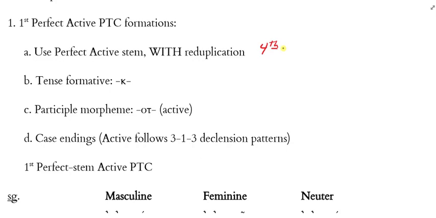The tense formative will be kappa. So here, this is going to be slightly different from the perfect active indicative, which uses what? Kappa alpha. Okay, so here we're just going to see the kappa visible. Following the kappa, we will have the participle morpheme omicron tau. Now, here is a slight difference from the other forms. Others use what? Nu tau.